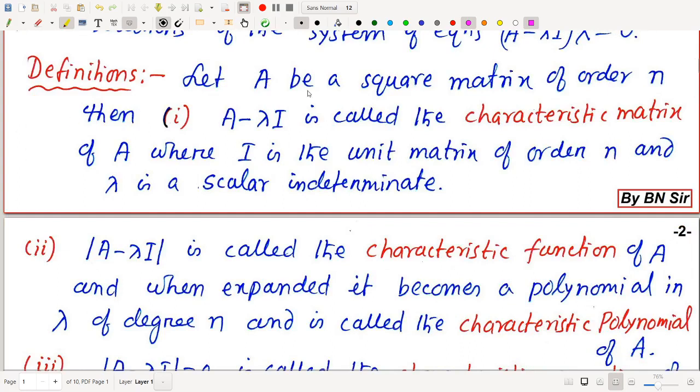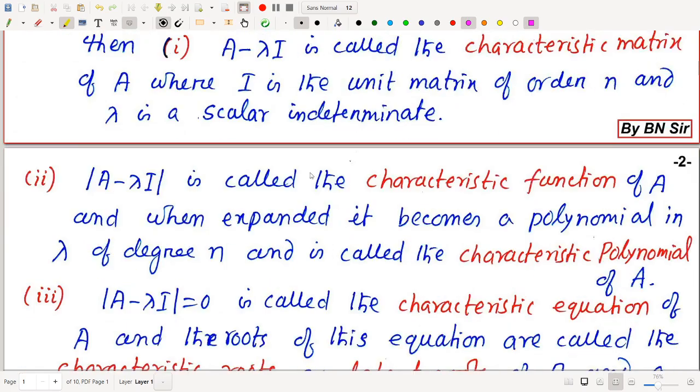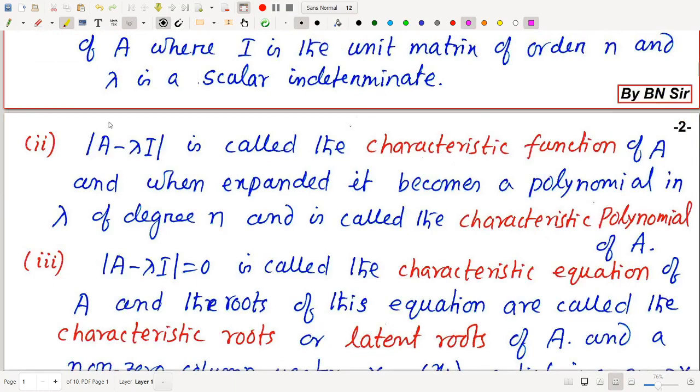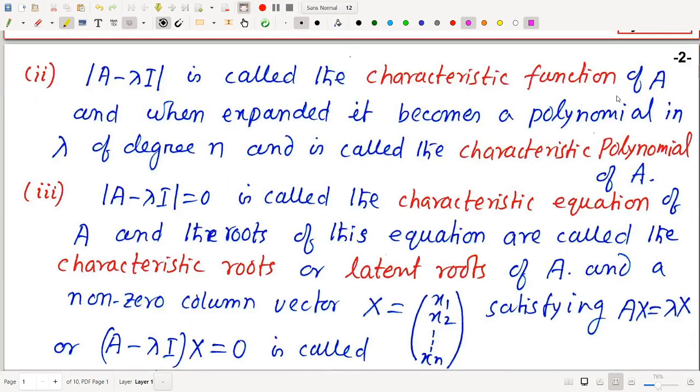Some definitions. Let capital A be a square matrix of order n. Then A minus lambda I, where I is the unit matrix of order n and lambda is a scalar indeterminate, a scalar variable or unknown, is called the characteristic matrix of A. The determinant of A minus lambda I is called the characteristic function of A. When expanded, it becomes a polynomial in lambda of degree n and is called the characteristic polynomial of A.